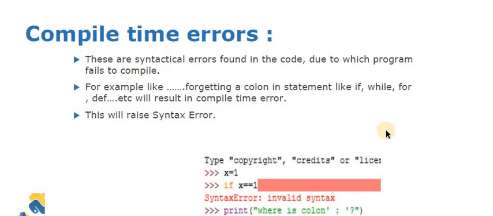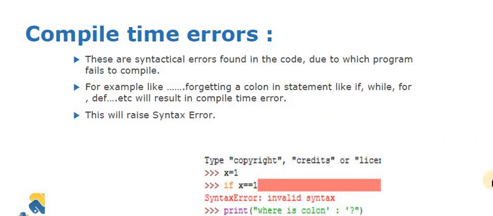Now here you can see the first, compile time errors, that we have already discussed. In compile time errors, these are the syntactical errors found in the code. So due to that the program fails to compile. Suppose we forget the colon in the if statement, like the indent in Python. In the same way, in the while statement, not giving the colon. That means there are certain rules and regulations decided by the particular language. So if we do not write according to the language, then it will produce the error.